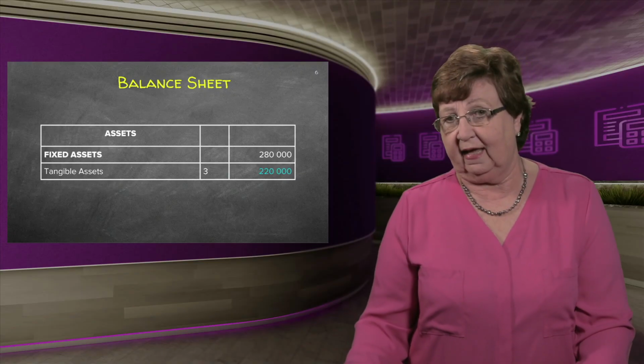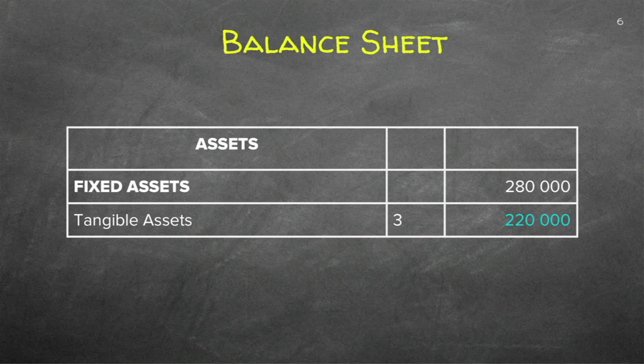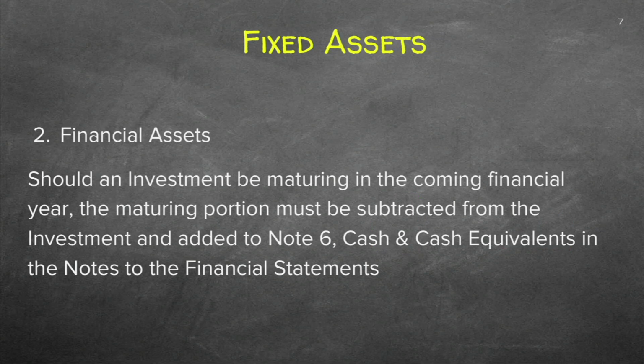Now, we've done that in grade 10 and 11, so I'm not going to go into too much detail there, other than, again, looking at the balance sheet, I've got my fixed assets, I've got tangible assets, comes from note number 3, 220,000 Rand. Let's now look at our financial assets. Should an investment mature during the coming financial year, the portion that will be maturing is no longer a fixed asset. Because remember, a fixed asset is an asset that we're going to have for a year or longer.